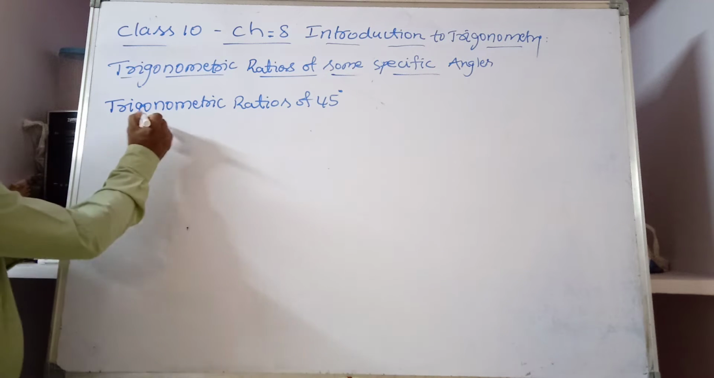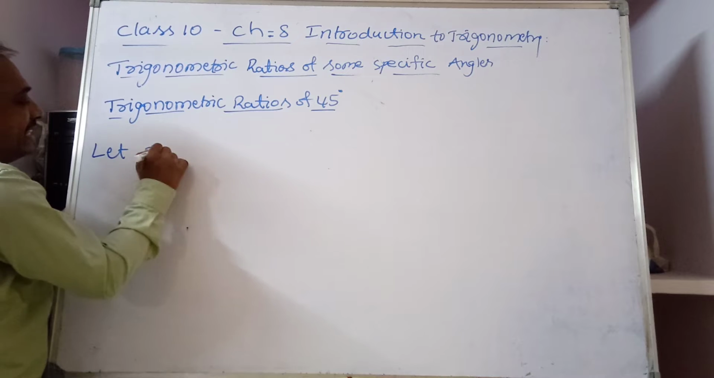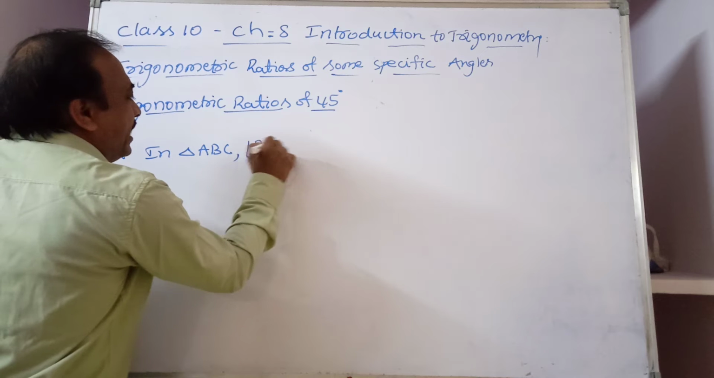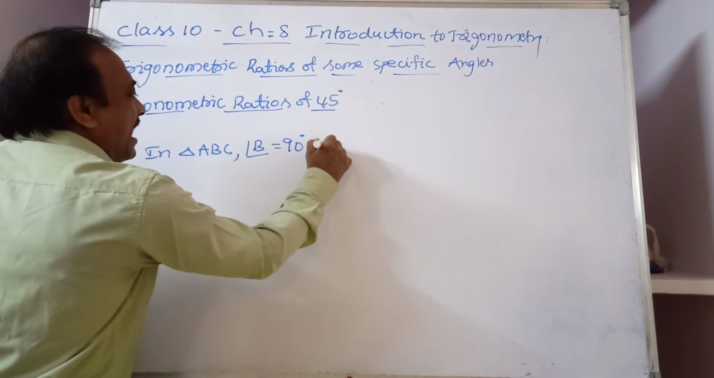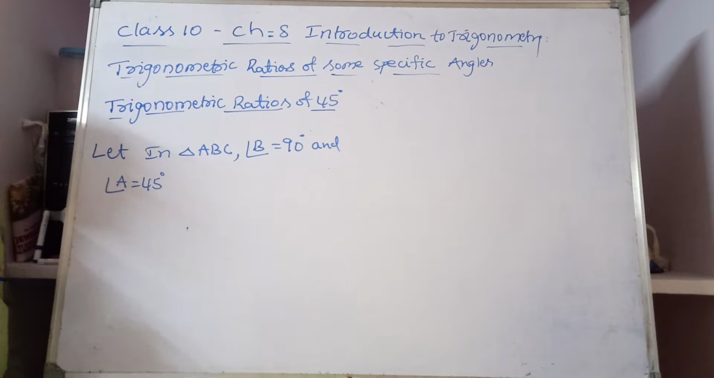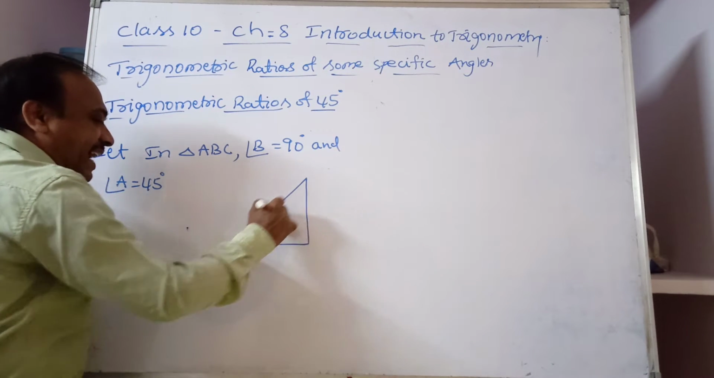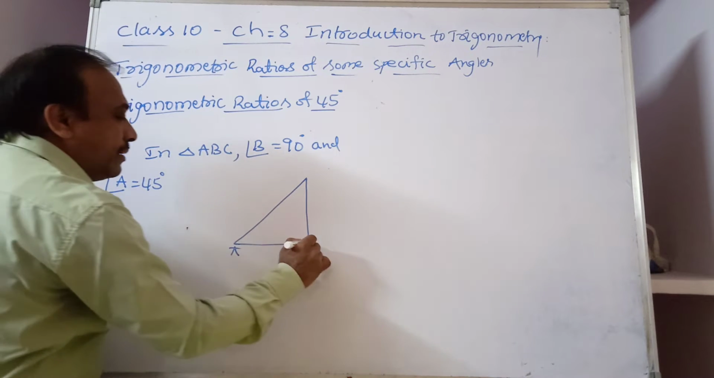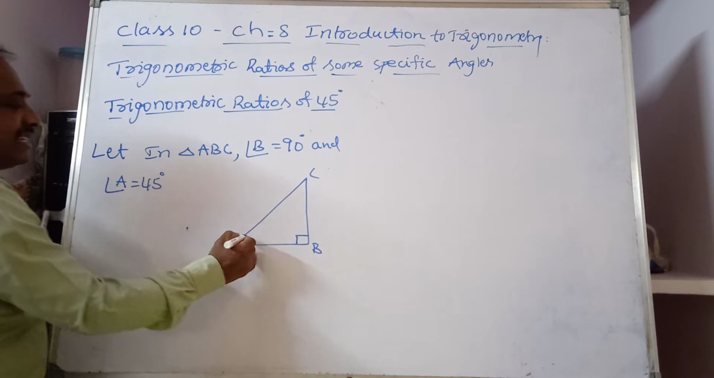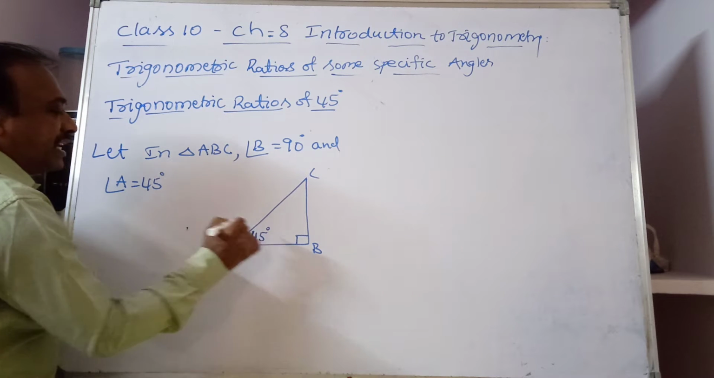To find that, first we assume that in triangle ABC, angle B is equal to 90 degrees and angle A is equal to 45 degrees. Observe it, I am just explaining with the diagram. This is the right angle triangle ABC. Angle B is equal to 90 degrees and angle A is equal to 45 degrees.